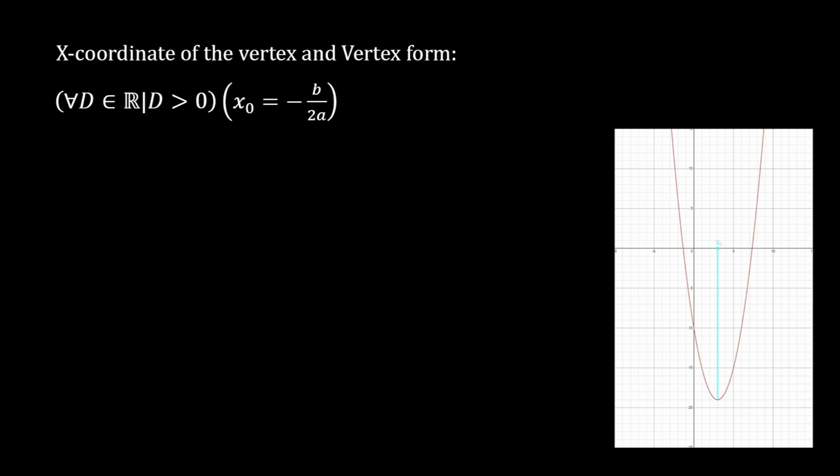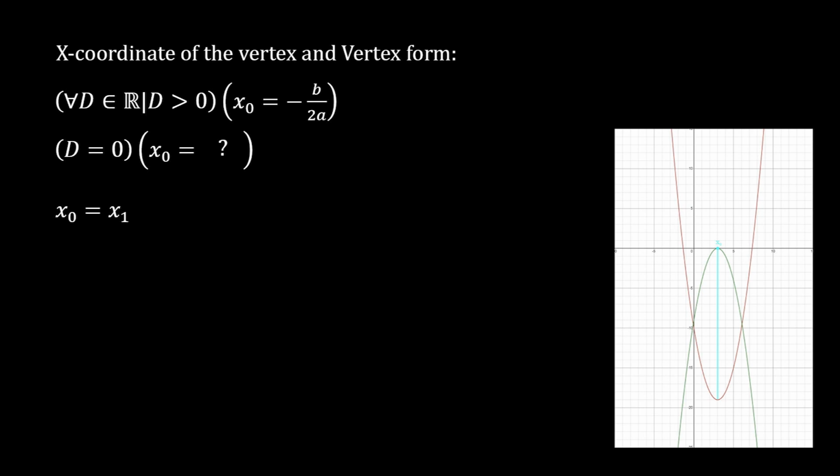When the parabola touches the x-axis, the value of the discriminant is 0. So, the first question is, if d is 0, what is x0? We know that when d is 0, the function has a double root. The double root value is the x-coordinate of the vertex.